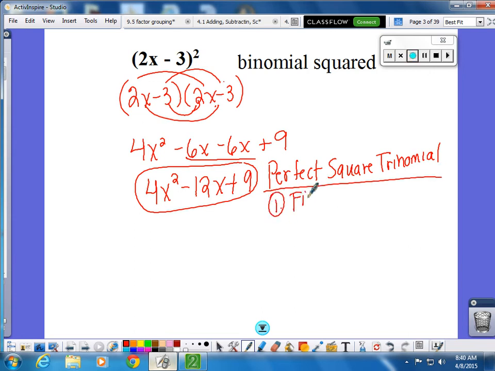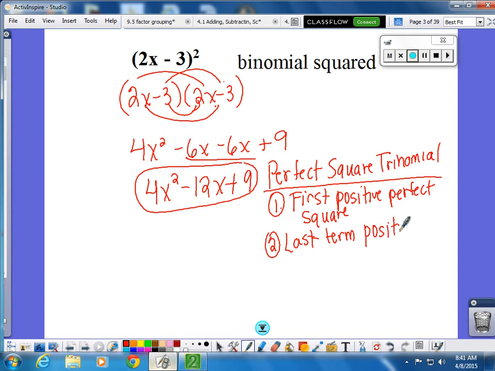The first term is a positive perfect square. The last term is a positive perfect square. First two tests are really easy because if one of them's negative or one of them's not a perfect square, you can say, no, it's not a perfect square trinomial. All right, test 3.